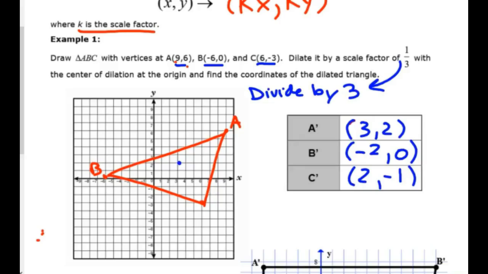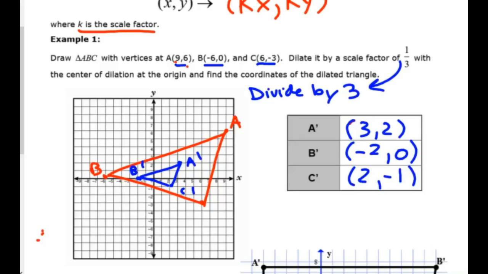So 3, 2, boom, A prime. Negative 2, 0, boom, B prime. 2, negative 1, C prime. And doesn't that look like the same exact shape, but a different size? Smaller, right? So all we did was multiply everything by that fraction, which really just means we divided by 3. We got our new points, okay?